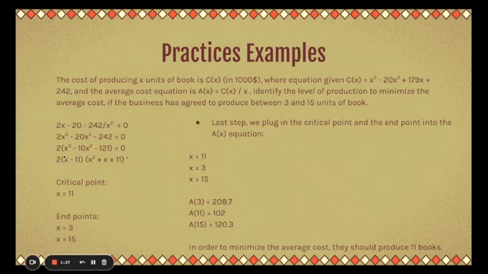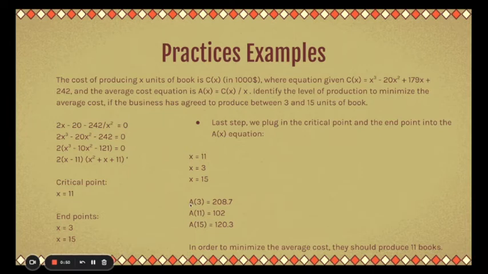It'll give us 2(x minus 11)(x to the power of 2 plus x plus 11). So the critical point will be 11, as x to the power of 2 plus x plus 11 would not give us 0 in this case. The endpoints, as we know, are 3 and 15, as you can see here, between 3 and 15 units of books. So we have 3 x values right now. The last step is to plug the critical point and the endpoints into the average equation.